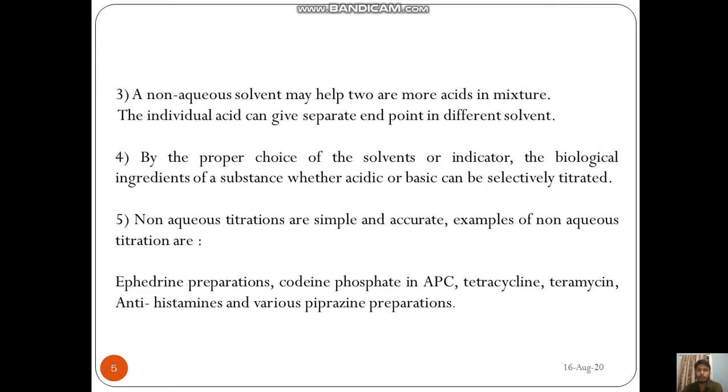So a non-aqueous solvent may help resolve two or more acids in a mixture. The individual acids can give separate endpoints in different solvents, and by the proper choice of the solvent or indicator, the biological ingredient of a substance, whether acidic or basic, can be selectively titrated. Non-aqueous titrations are simple and accurate, and examples include ephedrine preparations, codeine phosphate in APC, tetracycline, terramycin, antihistamines, and various piperazine preparations.